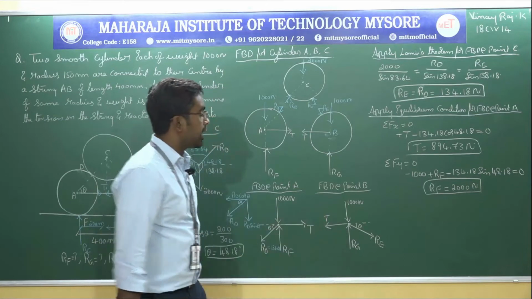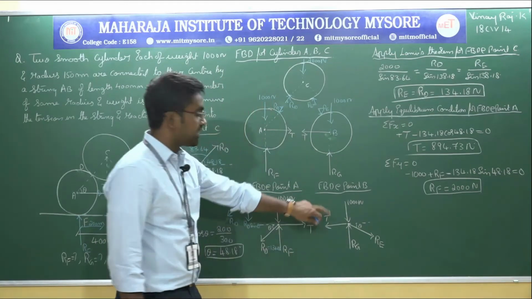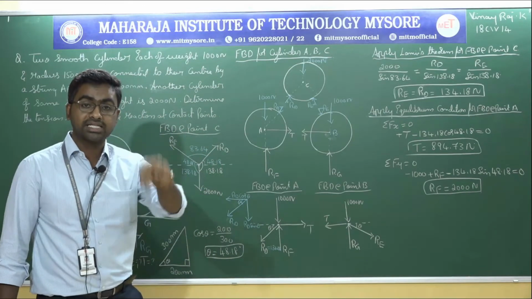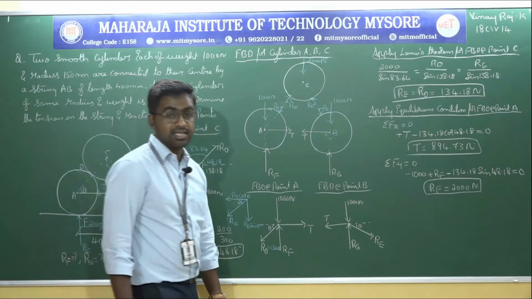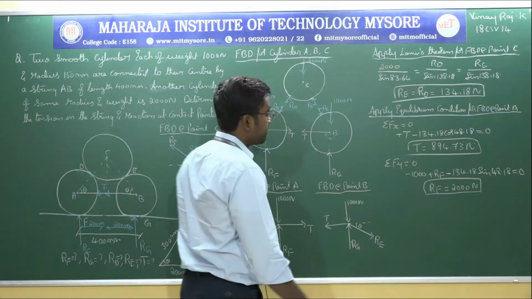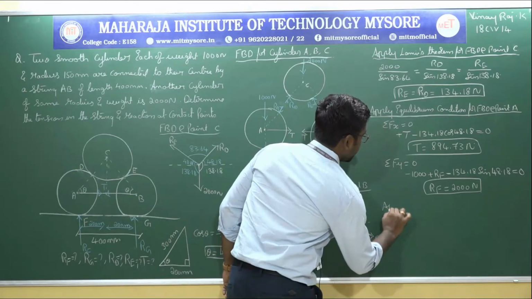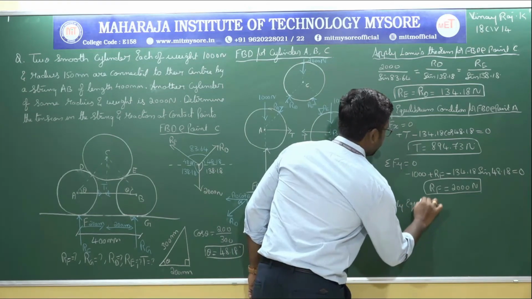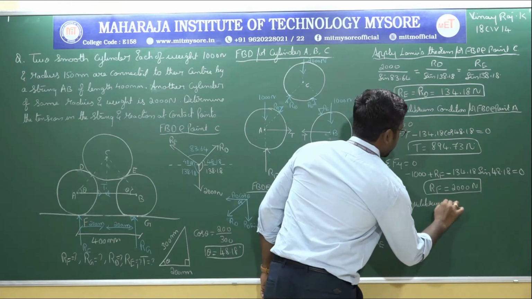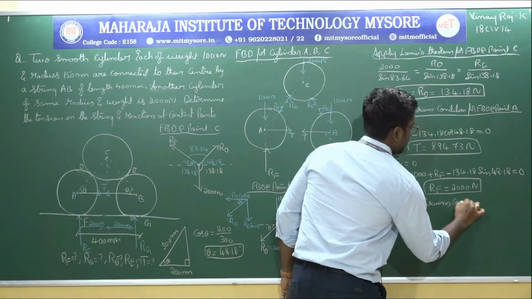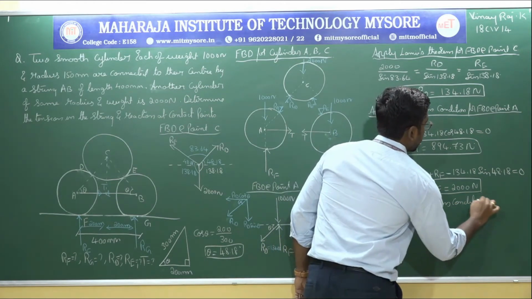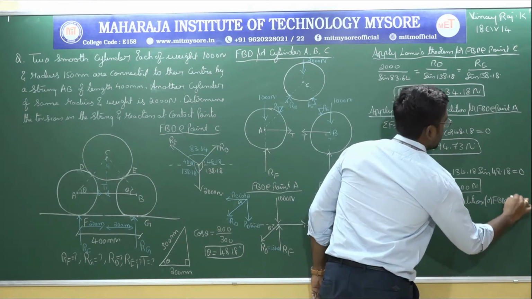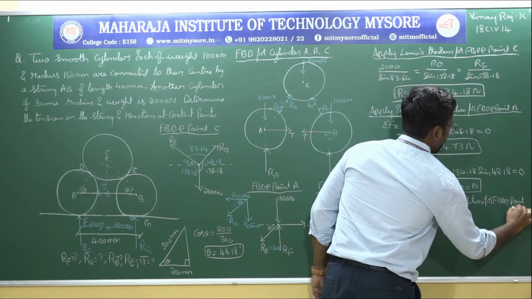So now I need to apply the equilibrium condition for this free body diagram, and I need to apply only one condition in that, that is summation of Fy is equal to 0. Understood? Right? So apply the equilibrium condition for the free body diagram at point B.